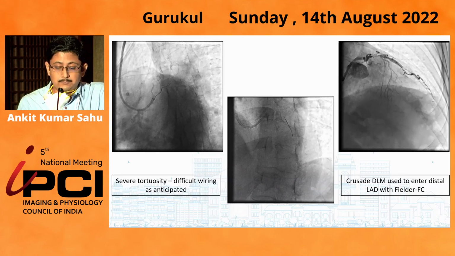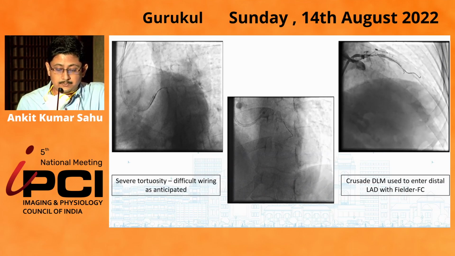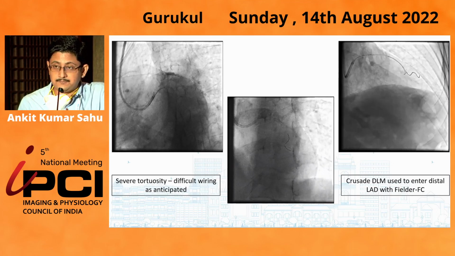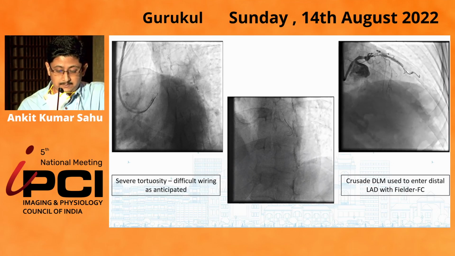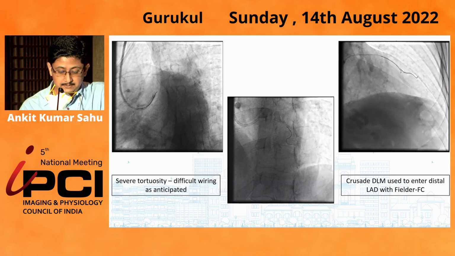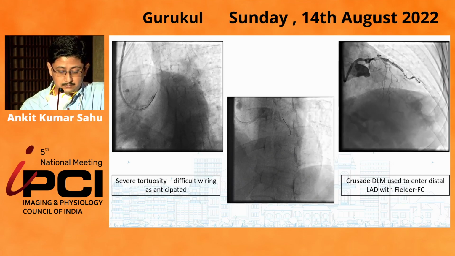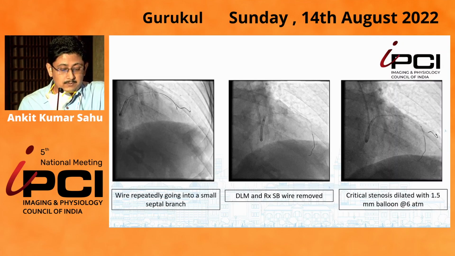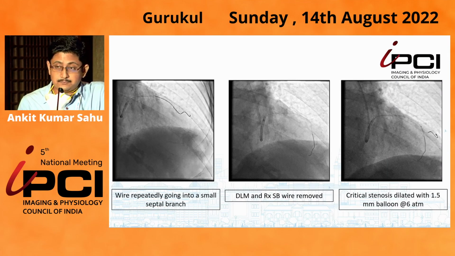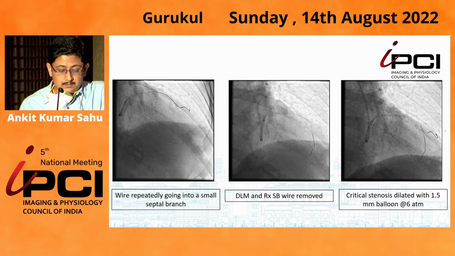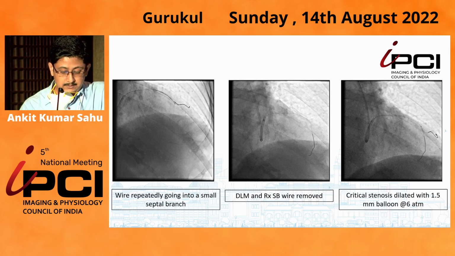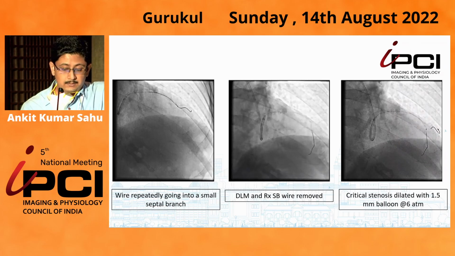And so the double lumen catheter Crusade microcatheter was used to enter the distal LAD with a Fielder FC wire. It's a tapered tip hydrophilic wire which slipped into one of the septals at the junction of the near total occlusion. Thereafter, the wire went into a small septal branch. It was not going into the distal LAD. So we removed the side branch wire and the double lumen microcatheter and dilated at the point of the critical stenosis with a 1.5 mm low profile balloon at nominal pressures.